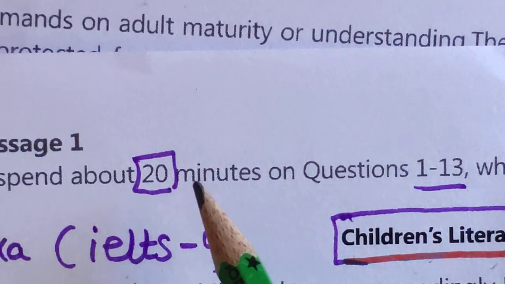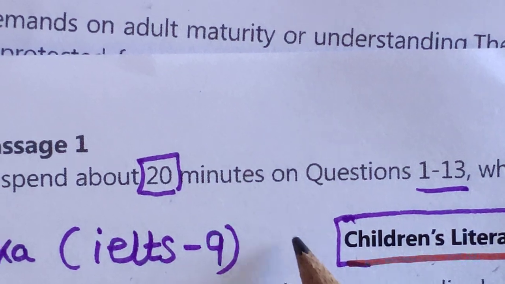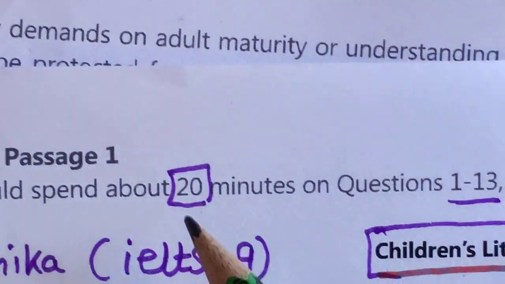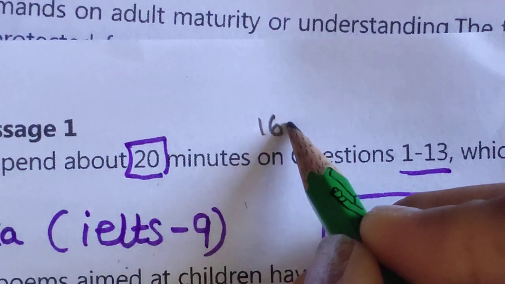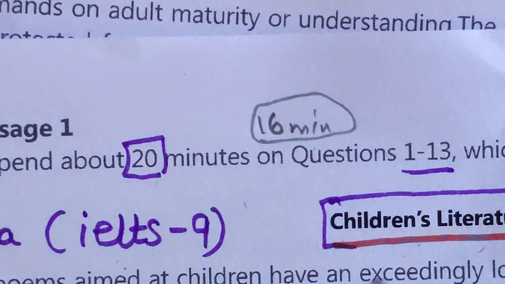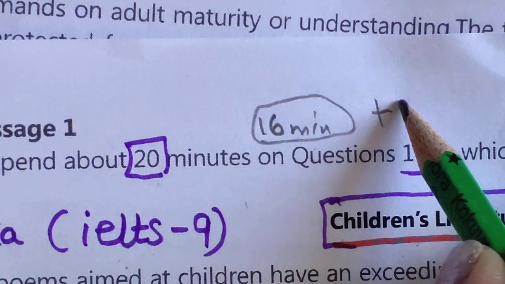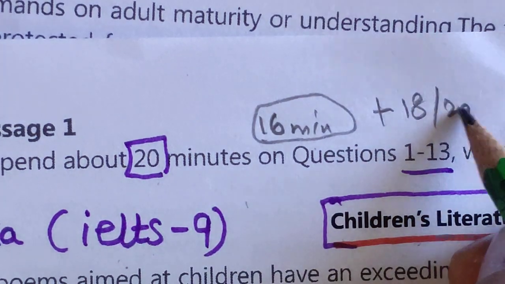For doing any reading, 20 minutes are required. But if this is reading passage 1, please try to finish it in 16 minutes. Don't take too much time for reading passage 1. And for reading passage 2, you can try to finish it in 18 or 20 minutes.